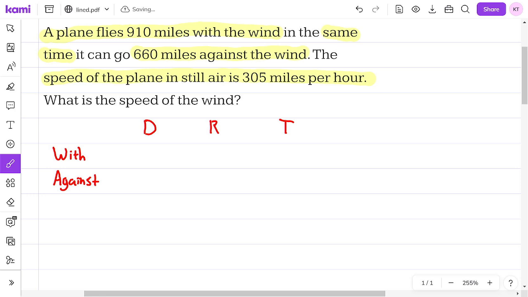Now, some of these things we can go ahead and fill in. With the wind, we know it's 910 miles, not miles per hour. And then against the wind, it'll be 660 miles.